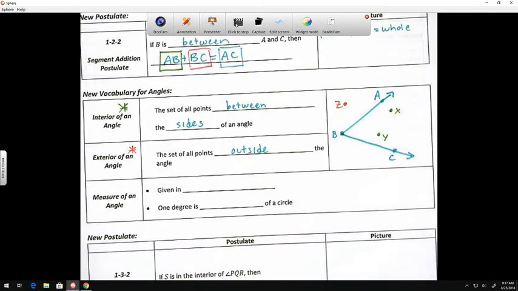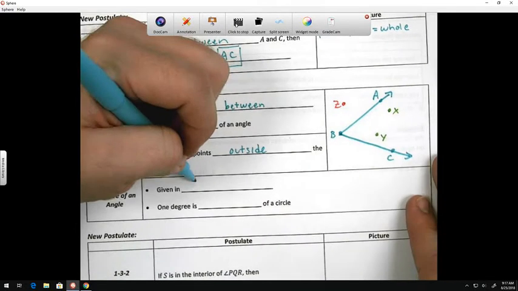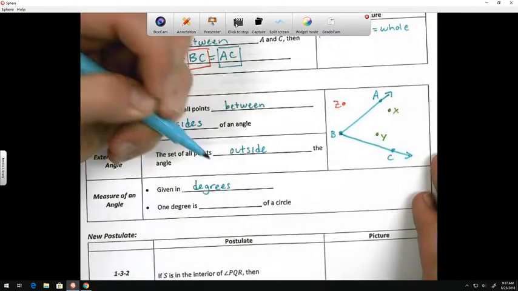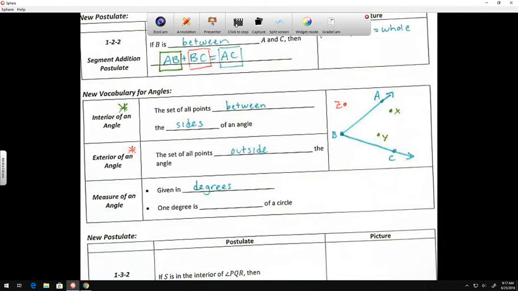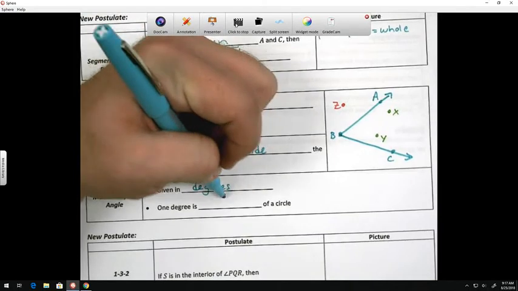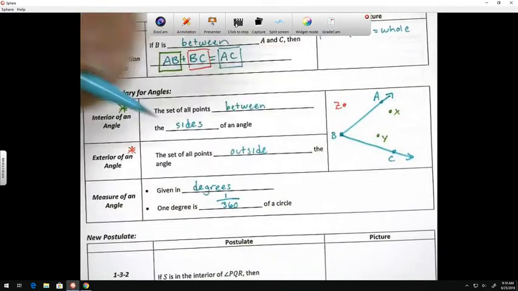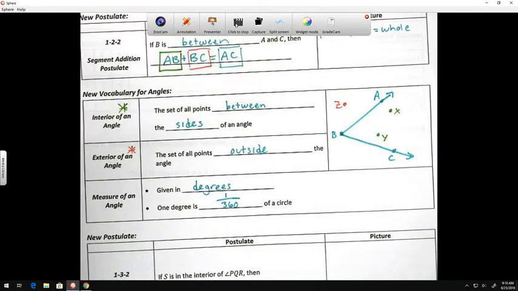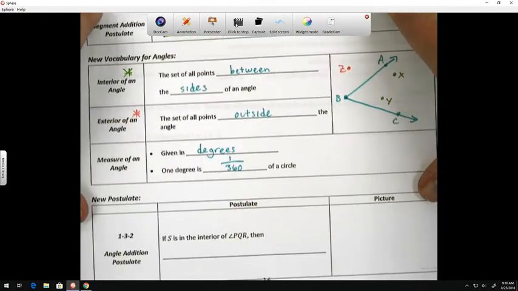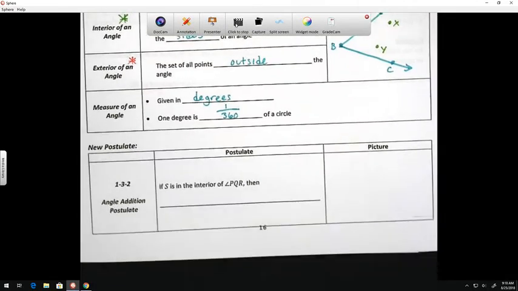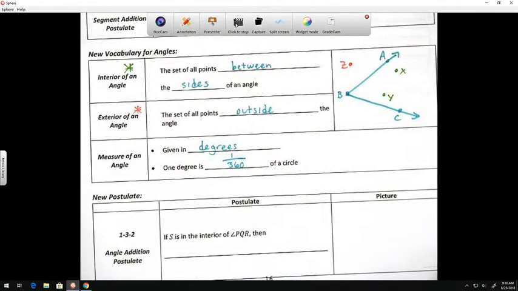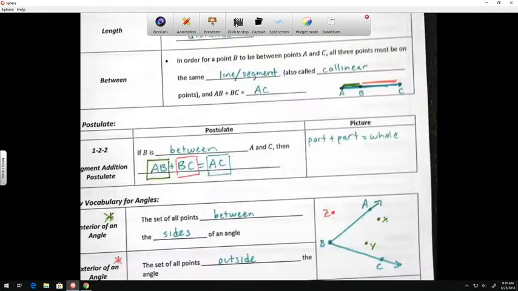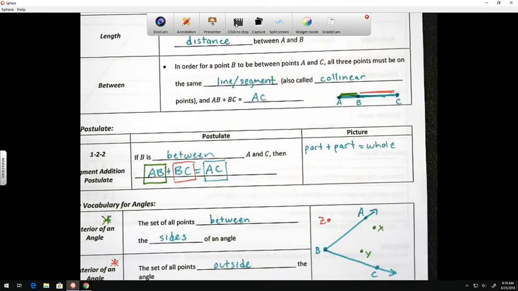Okay? Measure of an angle. We are going to be using degrees exclusively in this class. Maybe in some higher level math classes you might learn some things about radians, but that is for another day. And we need to know that 1 degree is 1/360th of a circle. Where's that 360 coming from? Well, that's coming from the fact that a circle has 360 degrees in it. Okay? I said it was coming back, and here it is. Angle addition is extremely similar to segment addition. And this idea of part plus part equals whole is coming right back.